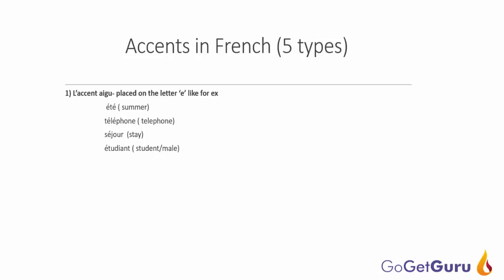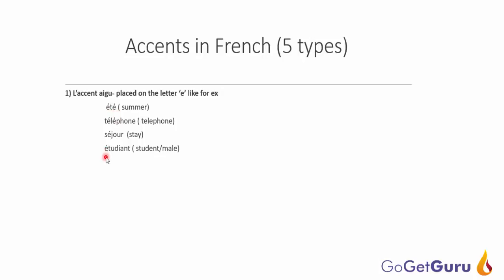L'accent aigu. You must have heard of this word aigu. The aigu is placed on the letter E. For example, I have given you 4 examples over here. So aigu is basically a line which is going towards the right like this on top of E.